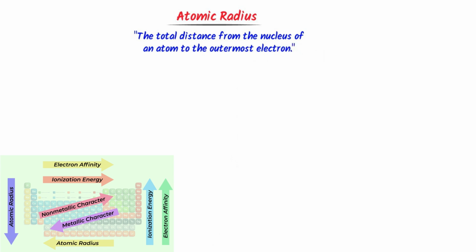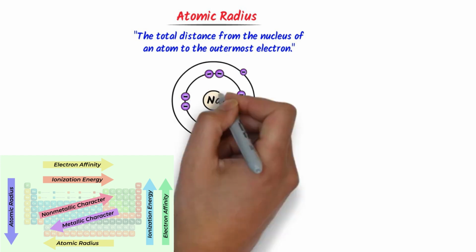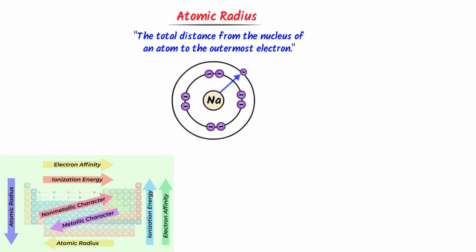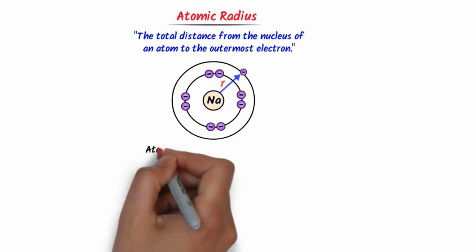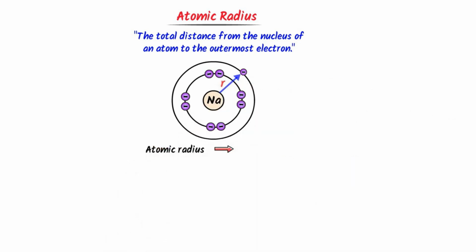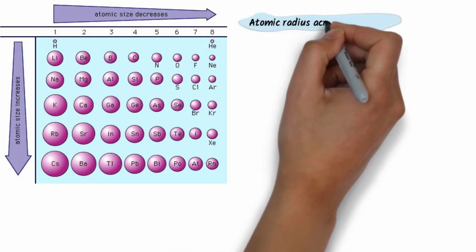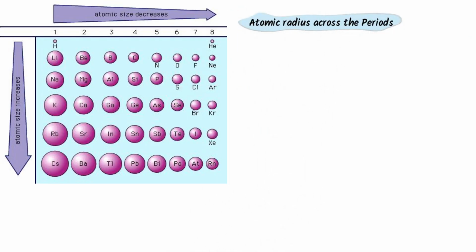For example, consider this atom. The distance from the nucleus to the outermost electron is known as atomic radius. Hence, atomic radius is nothing but the size of an atom. Now we will learn the trends of atomic radius across the periods. Remember that atomic radius decreases across the period. I mean, when you move from left to right in the periodic table, atomic radius decreases.